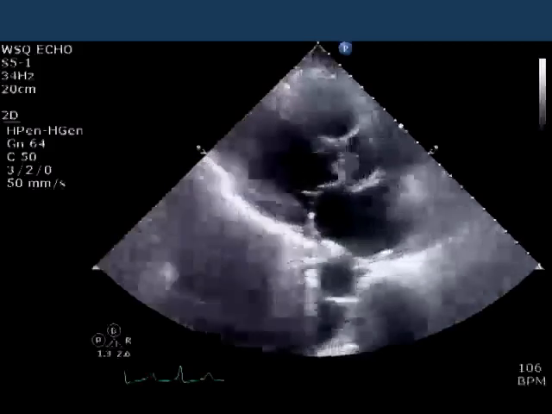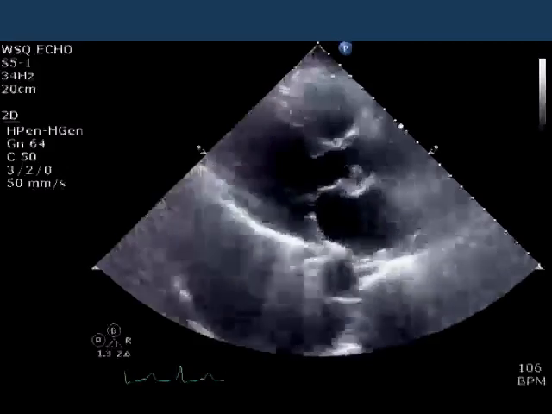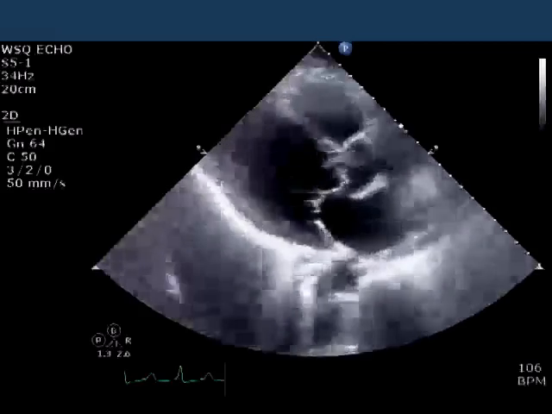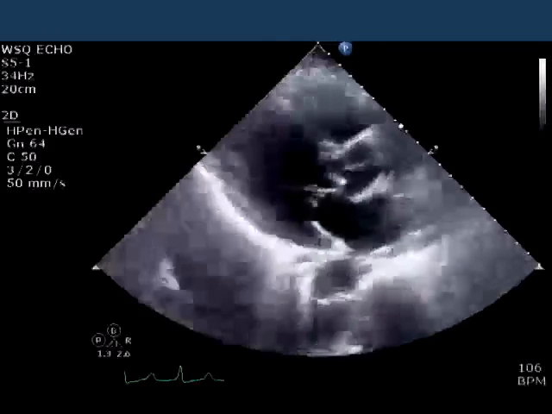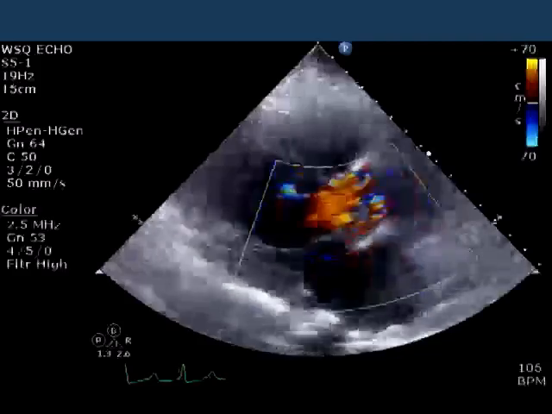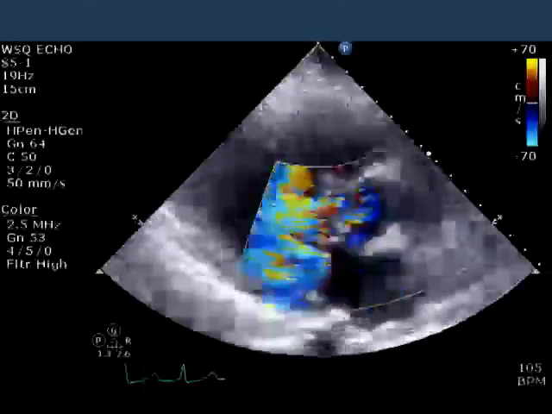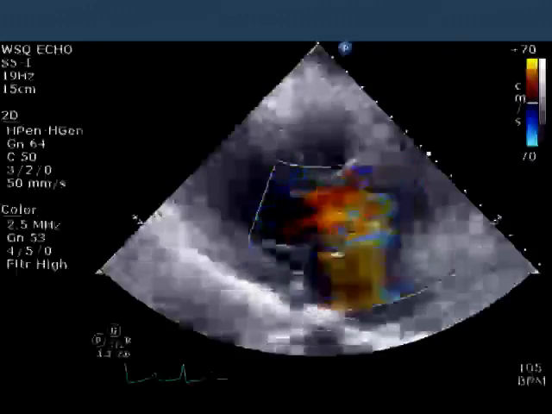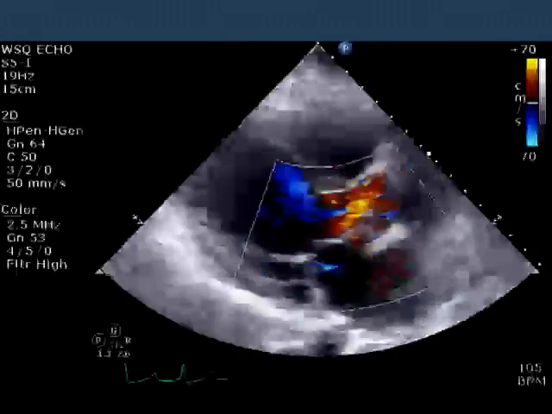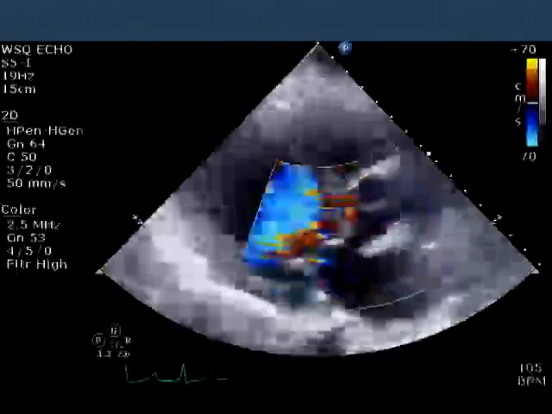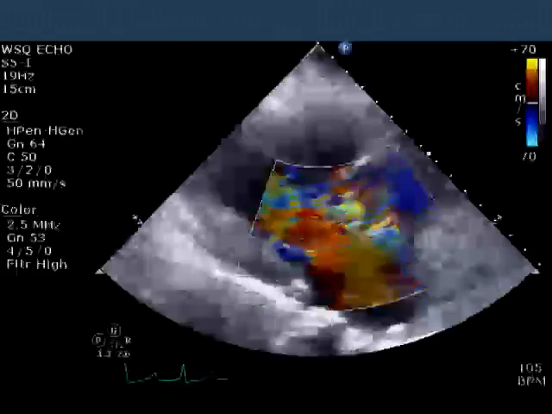And you might say, well, what's so special about this? You know, we see endocarditis echoes all of the time. On the next slide, you can see that this is in color. There is a large jet of aortic regurgitation. No surprise, the aortic valve has endocarditis. It's supposed to have regurgitation.